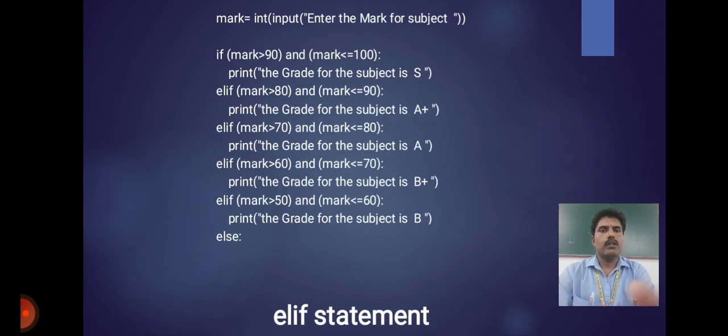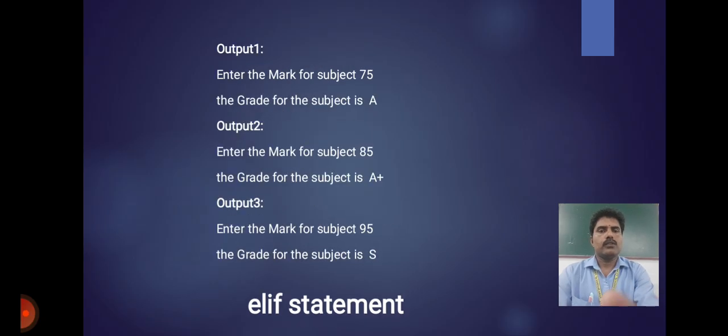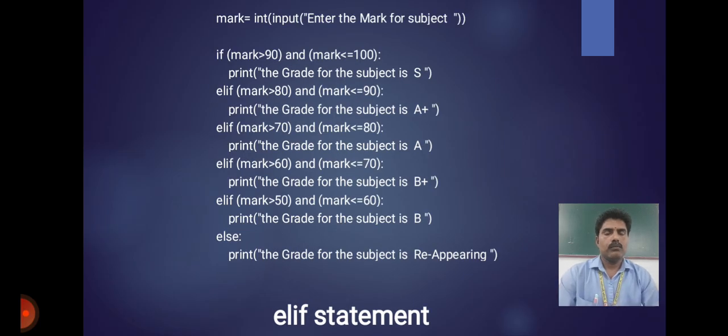We enter our input as the mark variable, and we store it as an integer input. You enter marks from 0 to 100 only. If you enter 0 marks, it is RA. If you enter 100 marks, it prints the S grade. Similarly, we will see the other marks. In the if statement, mark greater than 90 and mark less than or equal to 100 means the grade is S.